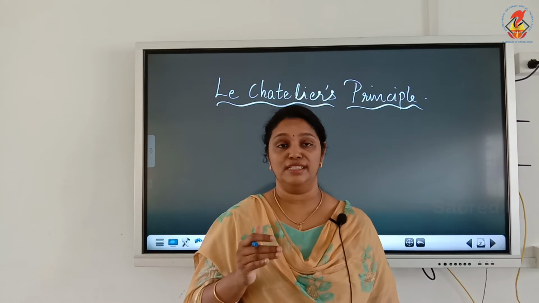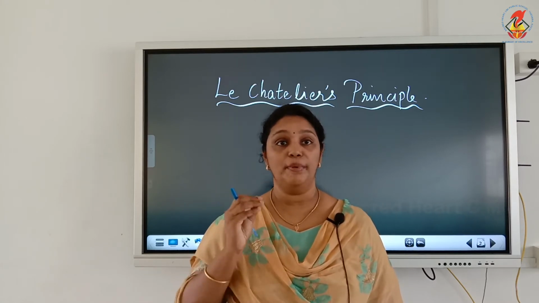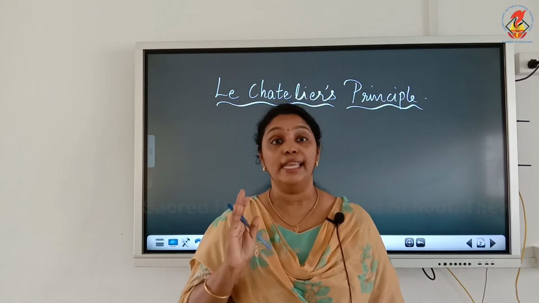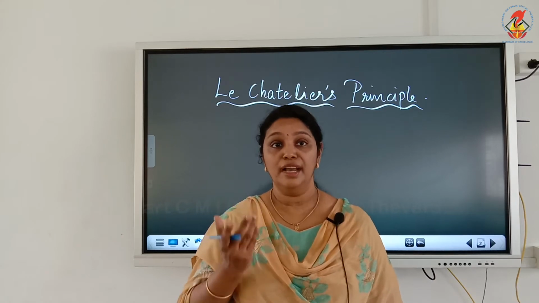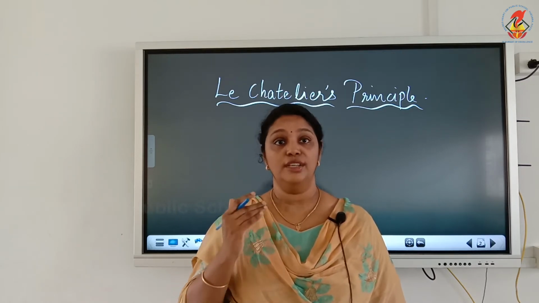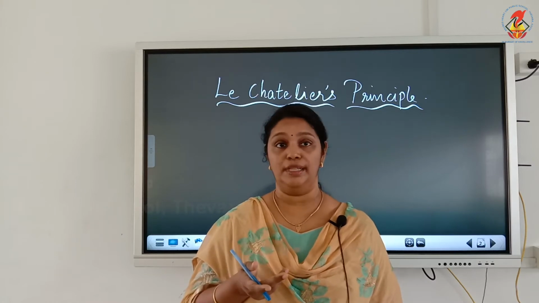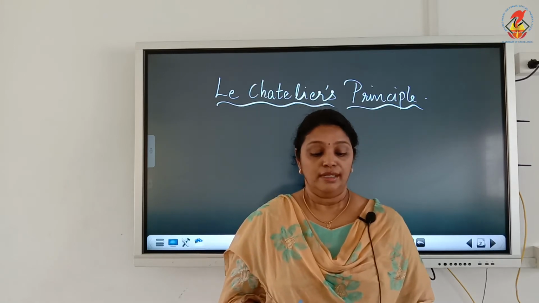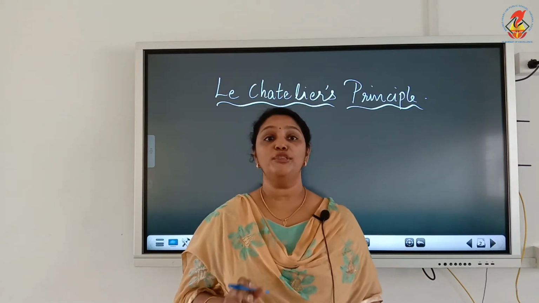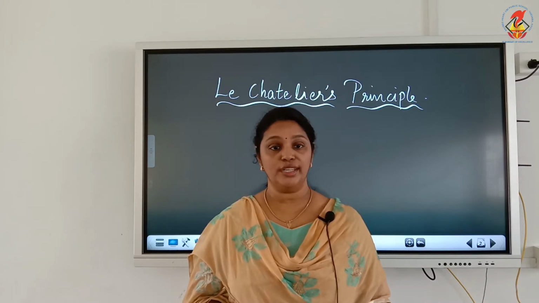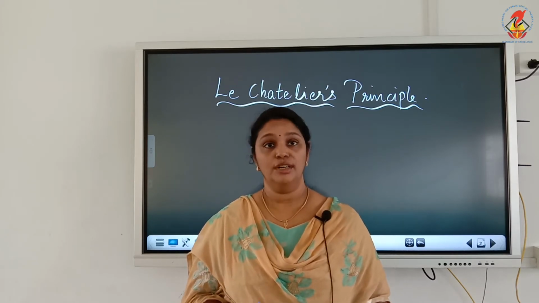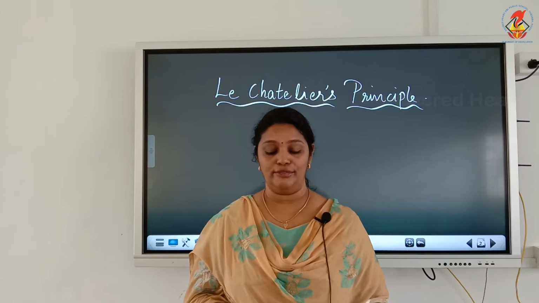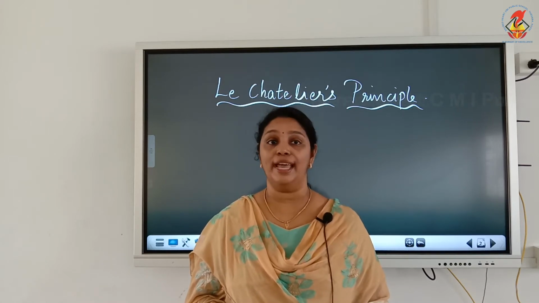So, what happens when we change the temperature, pressure or concentration of a reaction which is at equilibrium? I told you the equilibrium will get disturbed. Now, this is explained using Le Chatelier's principle. First, let's see the statement of Le Chatelier's principle. Le Chatelier's principle states that if we change either concentration, temperature or pressure of a system at equilibrium, the system adjusts itself to nullify the effect of that change.